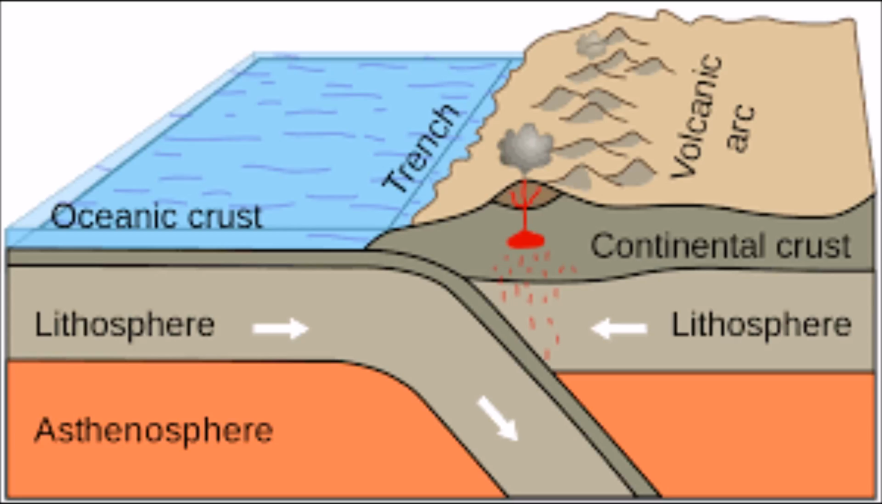Next, destructive margins. At a destructive margin, two plates are moving towards each other. Where two plates meet, a deep ocean trench forms. For example, the Nazca Plate, oceanic, moving towards the South American Plate, continental.